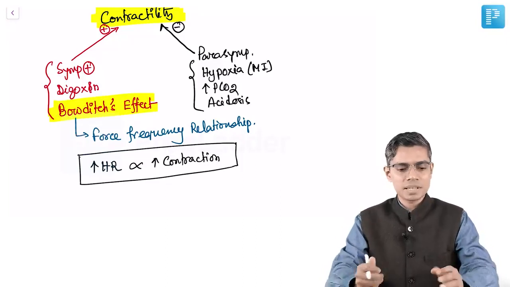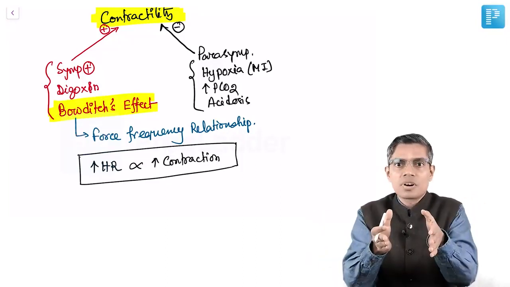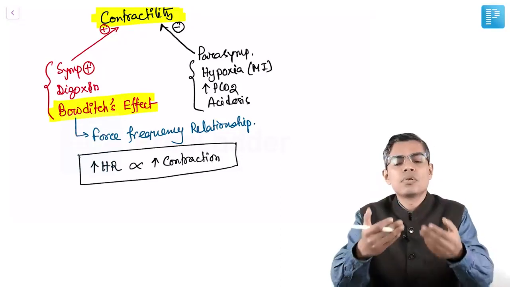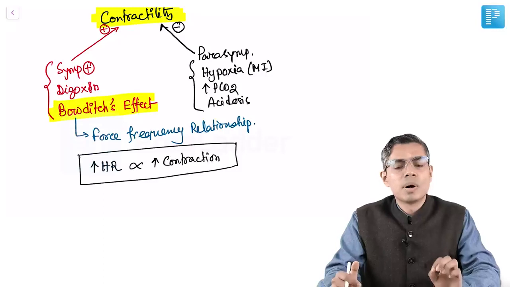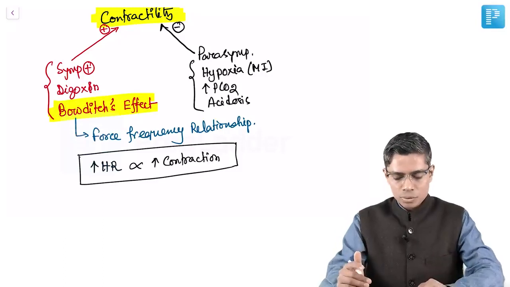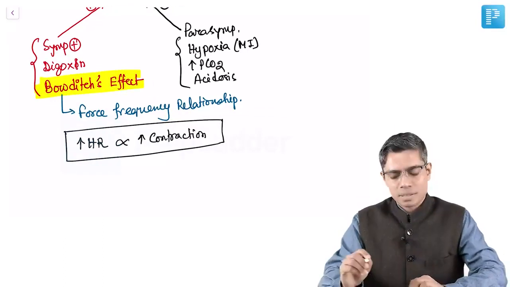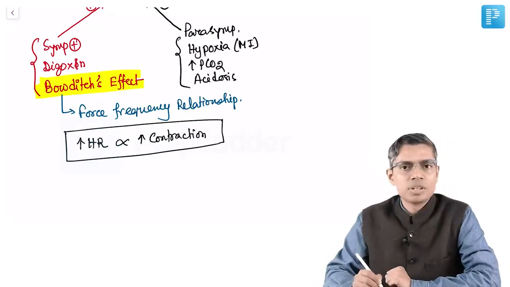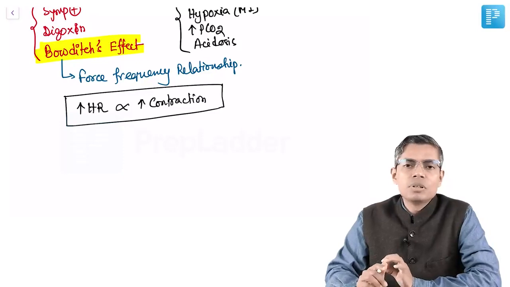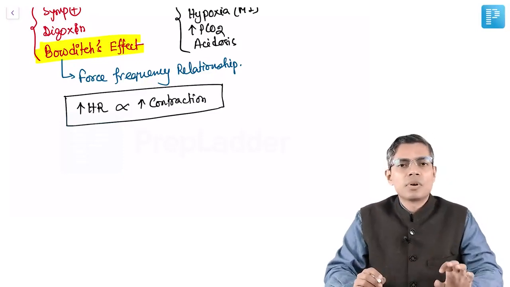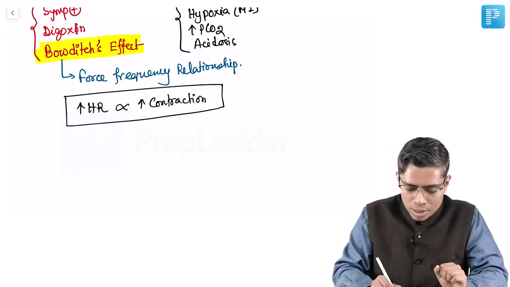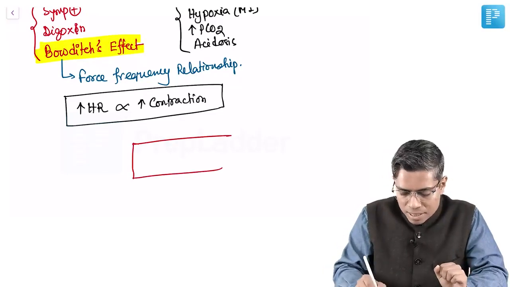Right? So previously we have discussed more stretch is more contraction, that is Frank-Starling law. Now we are discussing more heart rate means more force of contraction, that is Bowditch phenomena. Now if I ask you what is the cause of this increased force frequency relationship, or the cause of this Bowditch phenomena, then you have to remember the molecular mechanism of contraction, the release of calcium during myocardial contraction. So suppose this is a myocardium cell.